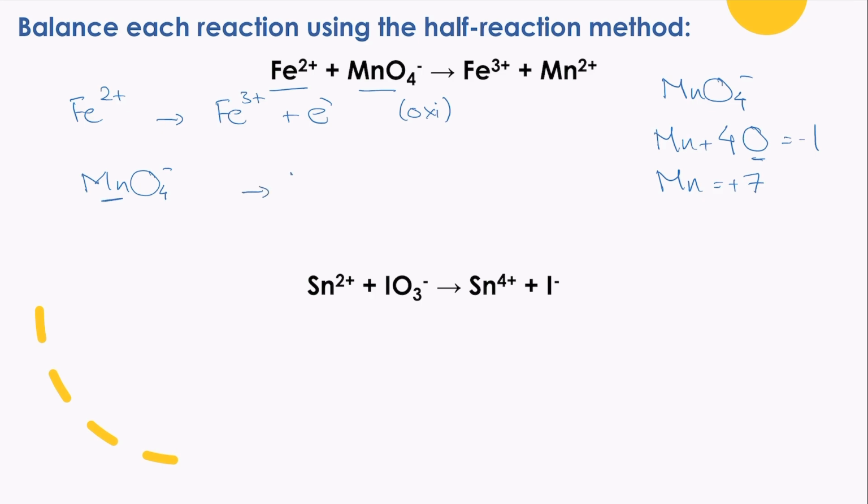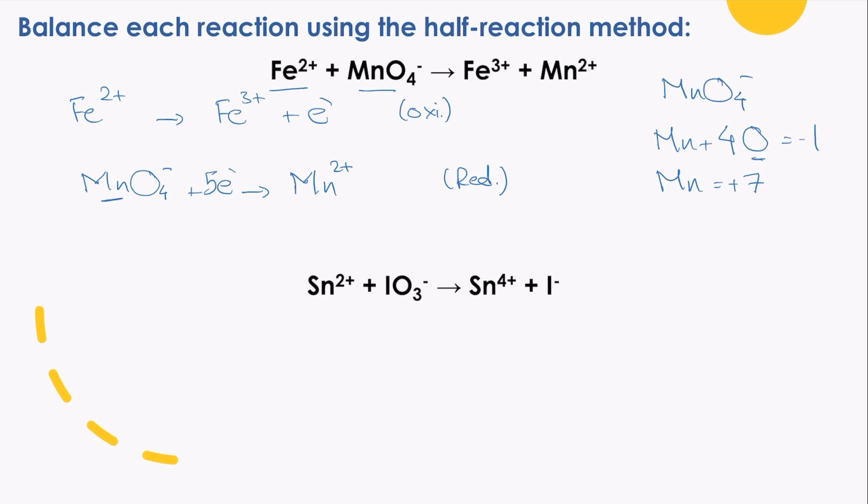It became Mn2+. So from 7+ to 2+, so it gained 5 electrons. It's clear that this is a reduction reaction because the oxidation number has been decreased. Okay, so we have 5 electrons. So this is the reduction half reaction. We need to balance the electrons because the number of electrons produced from the oxidation should be equal to the number of electrons that will be used in the reduction reaction.